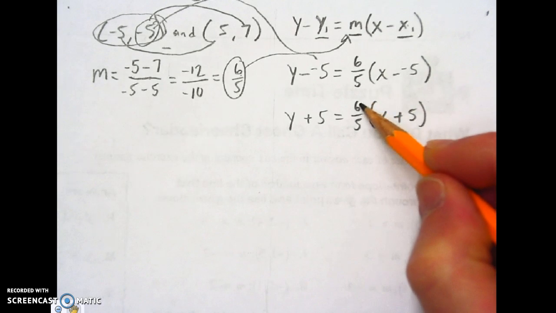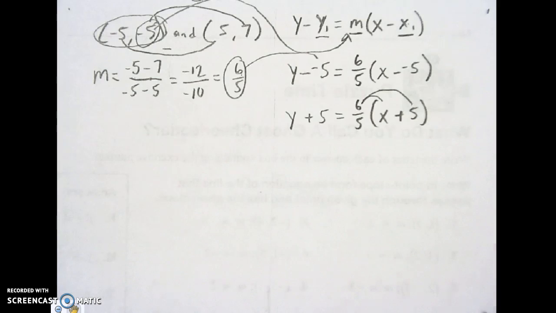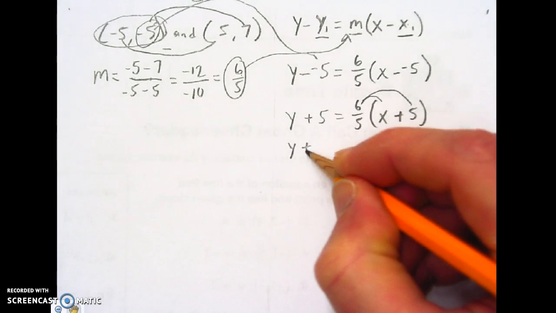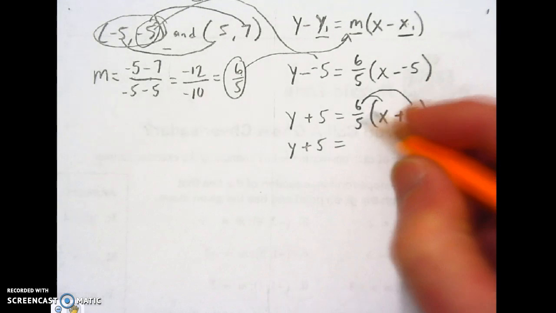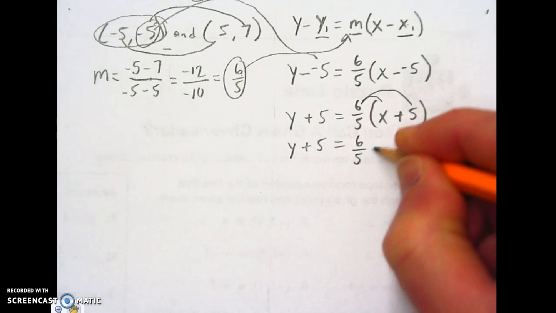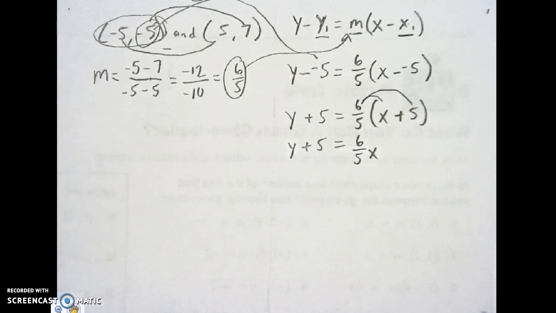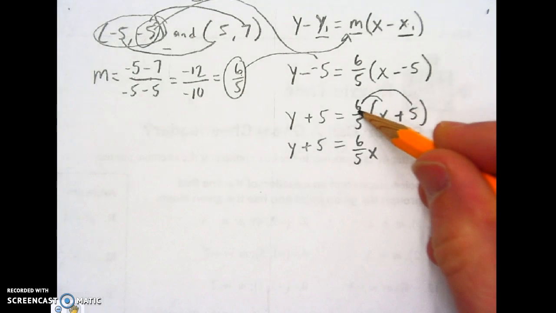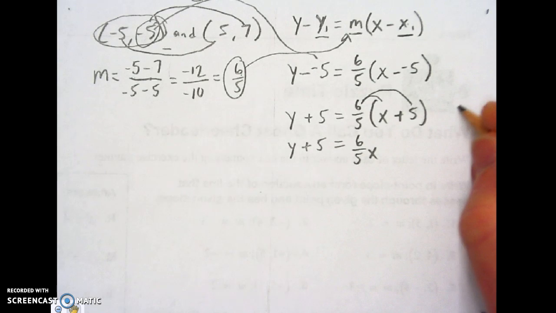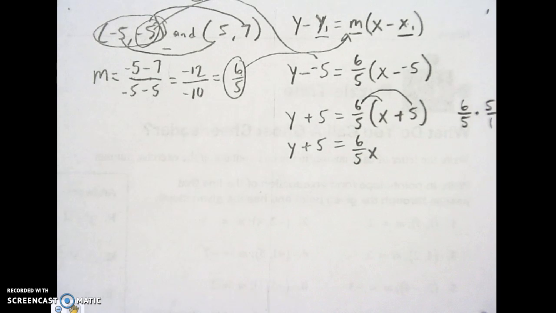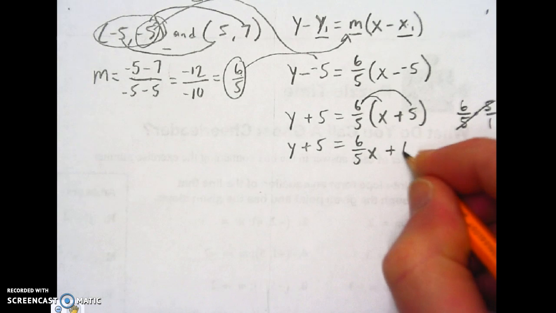So I need to distribute this fraction in. So I'll have y plus 5. I didn't do anything on this side. When I distribute the fraction in, I just get 6 over 5x. And when I distribute and multiply 6/5 times 5, I'm going to do a little side math over here so we can see what happens. 6 divided by 5 times 5 over 1. These will cancel out right there. 5's cancel out. I'm just left with plus 6.